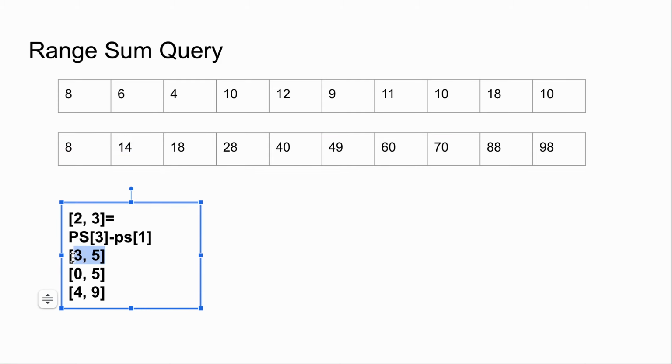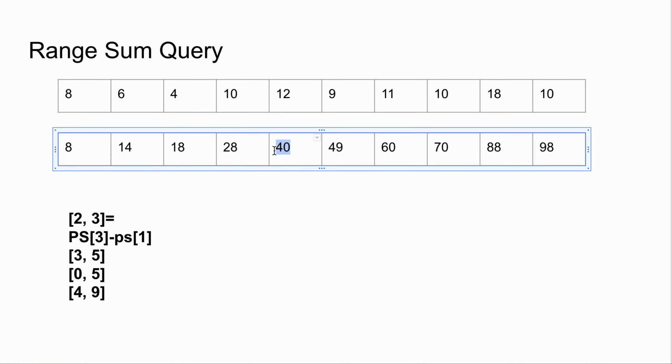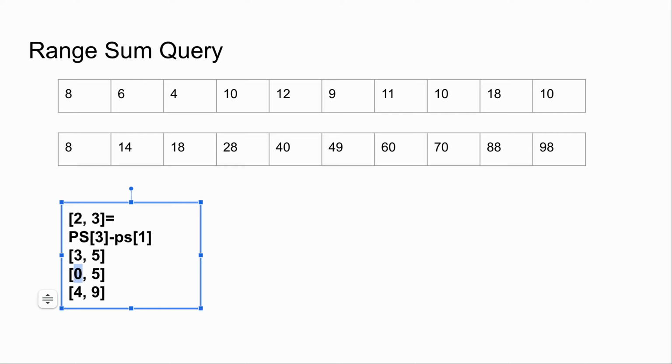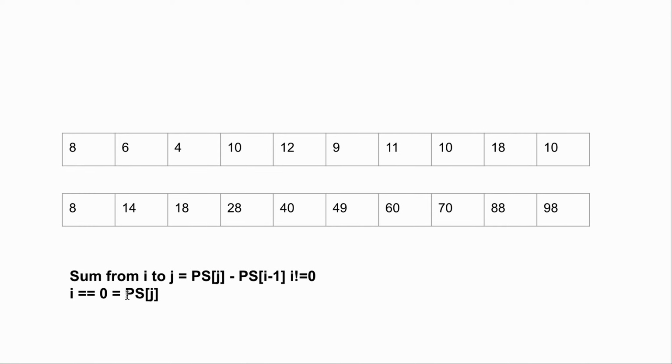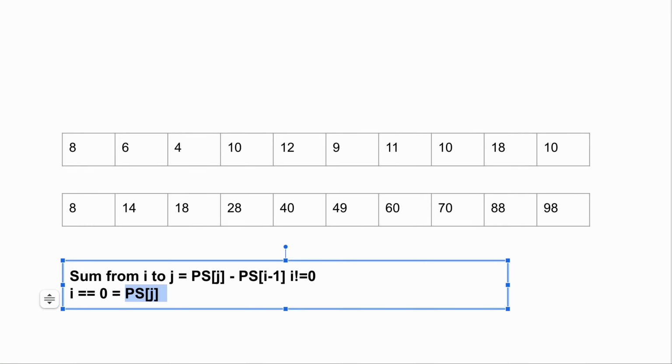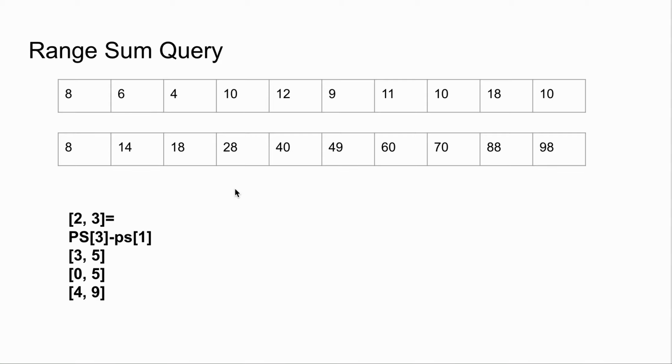Similarly for this also you can do. Similarly for 0 to 5, the only difference is, what is it? It will directly be 40 because i is equal to 0. If you see in this formula, if i is equal to 0, it is directly the number, else it is one element prior to that. So this is the formula.